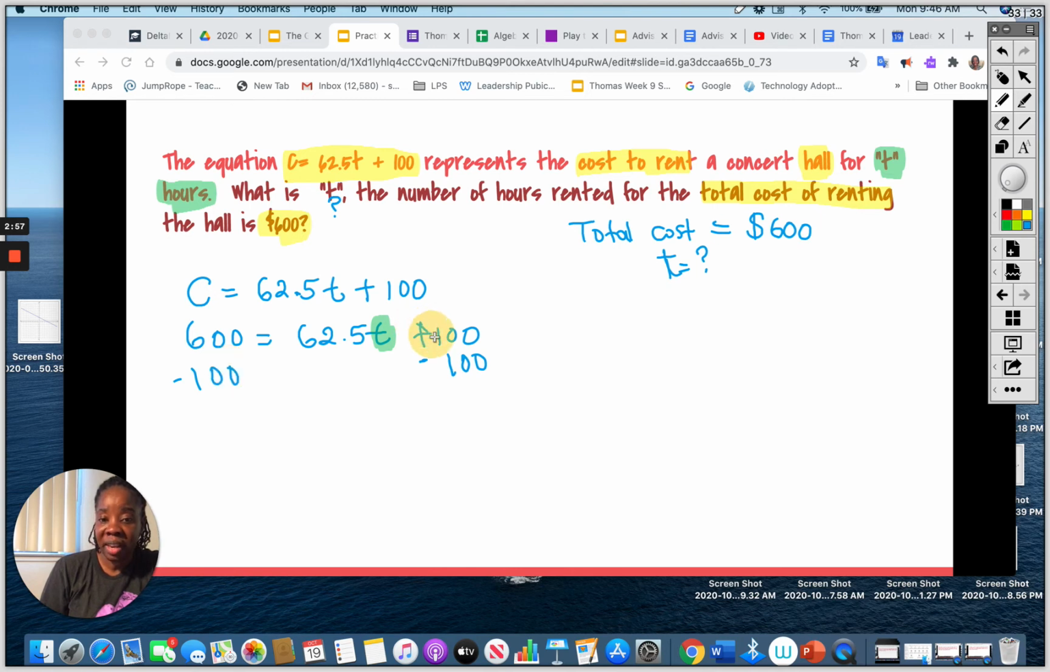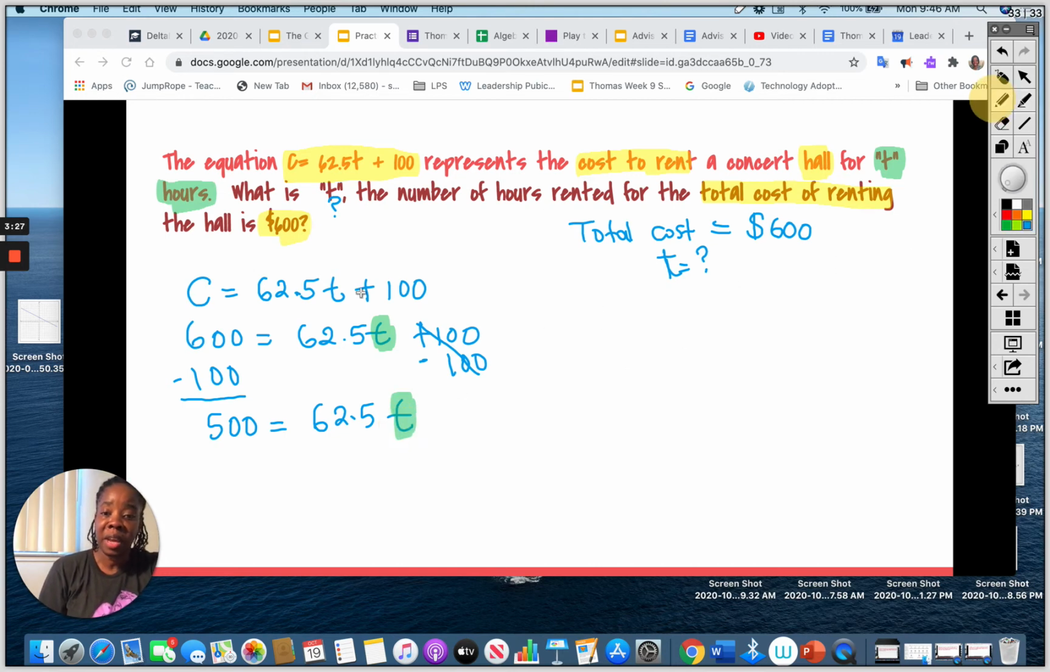When I subtract here, I'm left with 0. And I subtract on my left side, that's going to be equal to 500. You take 100 from 600, that's 500. So that is now equal to 62.5T. I'm getting closer. My T is not by itself yet, but I am getting closer. So in order for T to be by itself, I need to get rid of that 62.5.